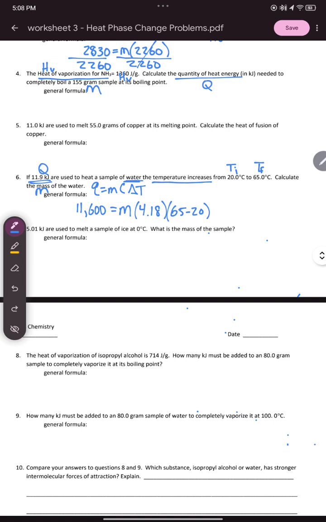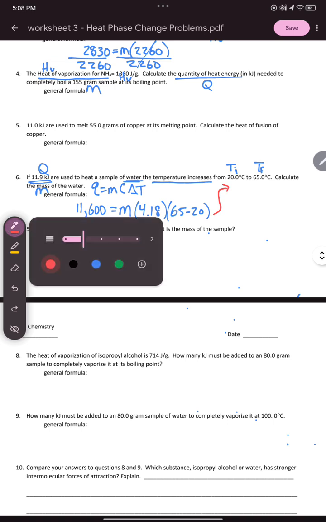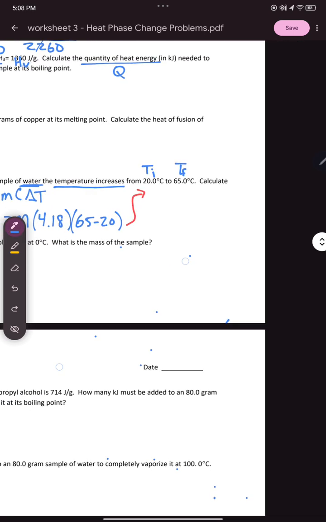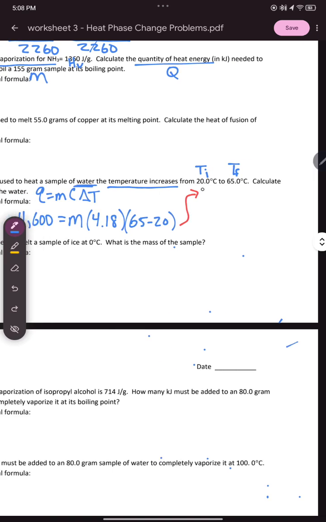I'm going to move this up top just so I have a little bit more space. So I have my 11,600 equals M times 4.18 times 65 minus 20, that's going to be 45.